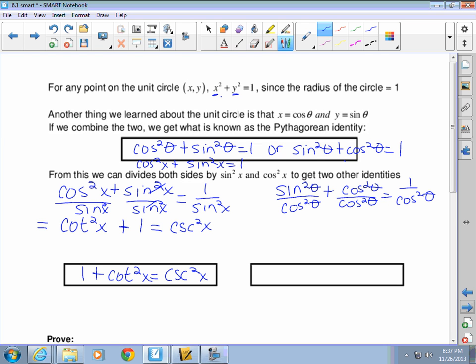So sine squared over cos squared is the same as sine over cos, which is tangent squared theta. Cos squared divided by cos squared is 1. 1 over cos squared is the same as secant squared. Oops, better stick with theta. So this identity then is 1 plus tangent squared theta is equal to secant squared theta.